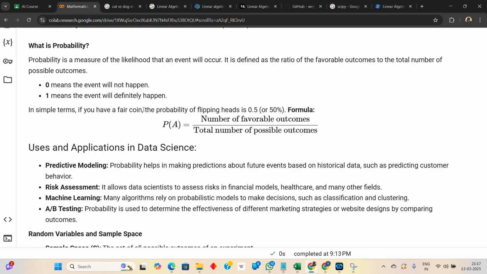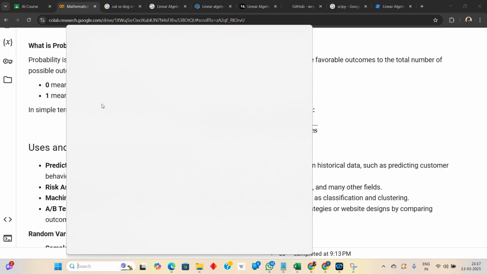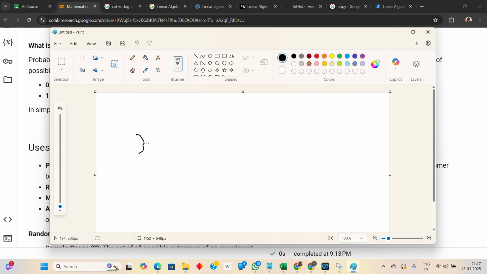For example, if you have 10 smiley balls in a bucket, out of 10 there are 3 red, 3 green, 4 blue. Let me show you that as a picture. 3 red, 3 green, 4 blue in a bucket.